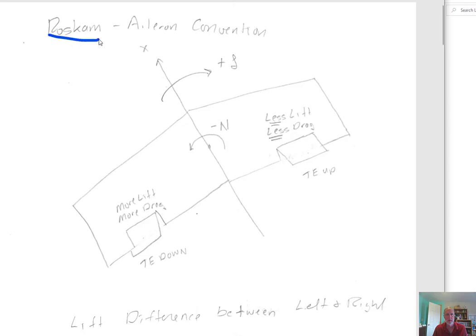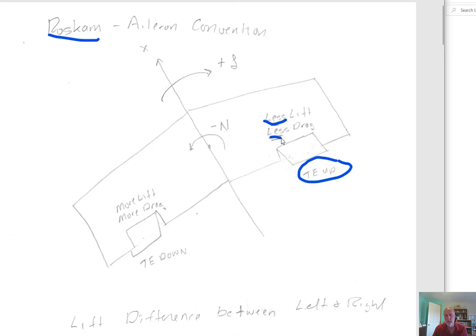So this convention is Roskam, different than what's in our textbook. But I wanted to start with this because this is the standard United States USA convention. The way this works is positive aileron on the right wing is trailing edge up. So the trailing edge of this aileron is up, which means you get less lift because the camber is reduced.